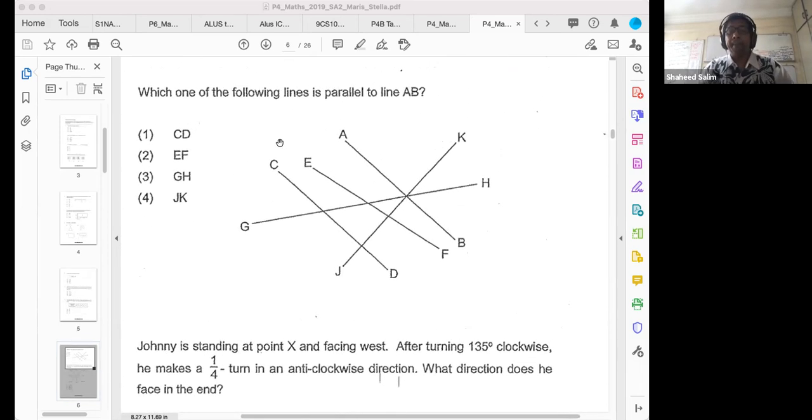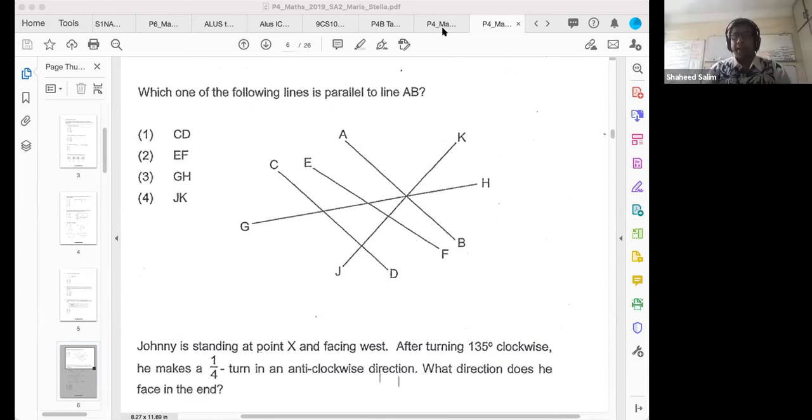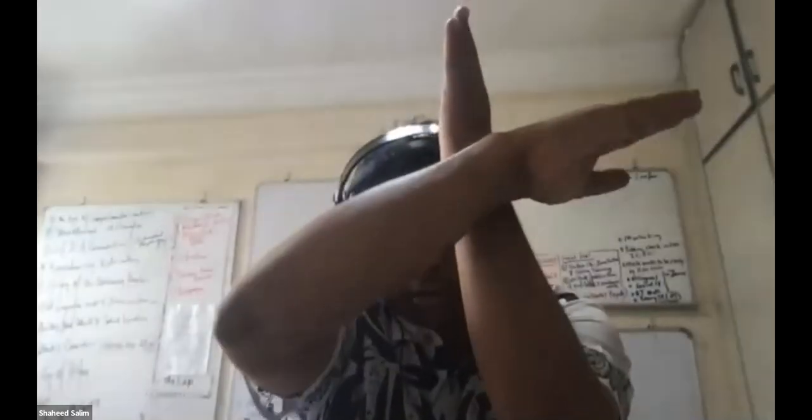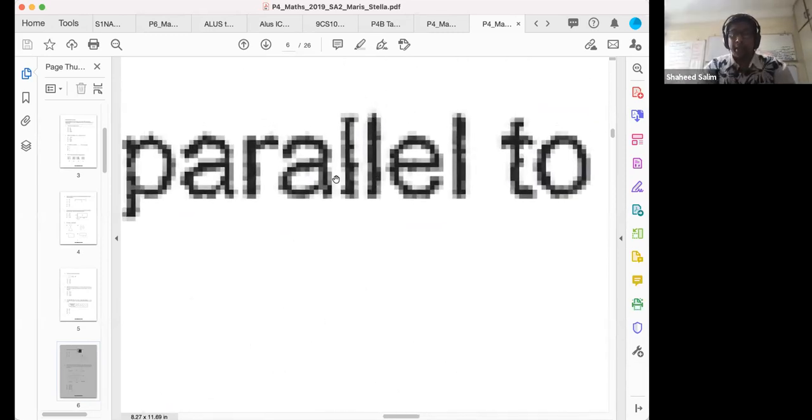Down here. Parallel. Which one is parallel to AB? Parallel means like this. This is perpendicular. Perpendicular. So parallel is like that. So how do we remember? Very simple. The word parallel, can you see there are two hands coming out here? Down here, can you see? Okay. Parallel. Perpendicular, you remember, it's like Ultraman.